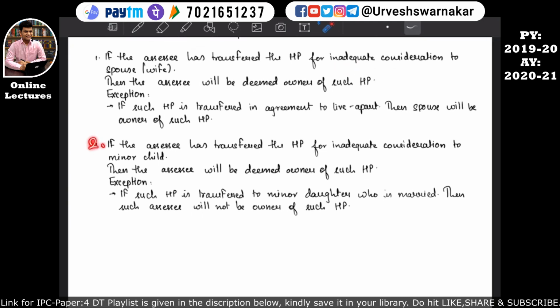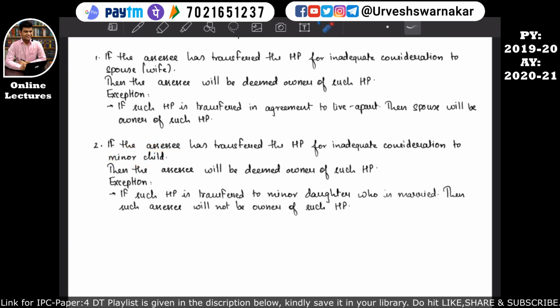And the second point is, if the assessee has transferred the house property for inadequate consideration to a minor child, then the assessee will be the deemed owner of the house property, and the income that has been derived by the minor child will be clubbed into the income of the assessee.